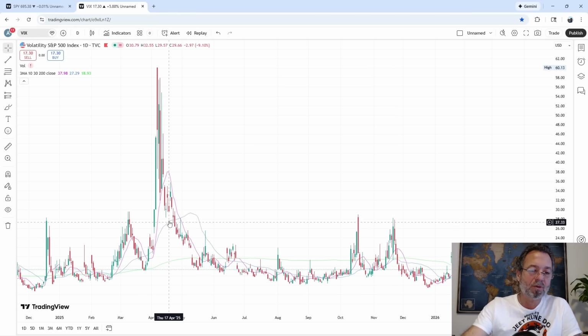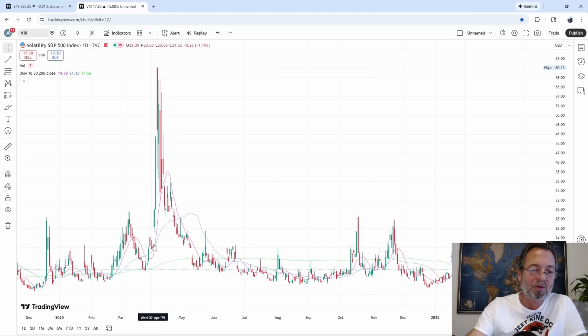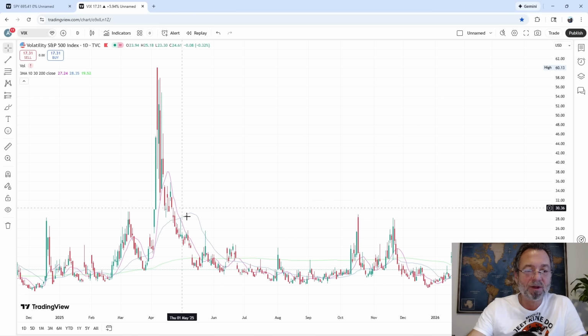Now, if you look back, this is when Trump did the Liberation Day tariffs, right? A lot of uncertainty entered the market that day. But look at the VIX. It spiked over the next handful of days, but it didn't stay up there very long, right? It doesn't hover around high volatility. It's pretty predictable that once it spikes, it's going to come back down relatively soon.